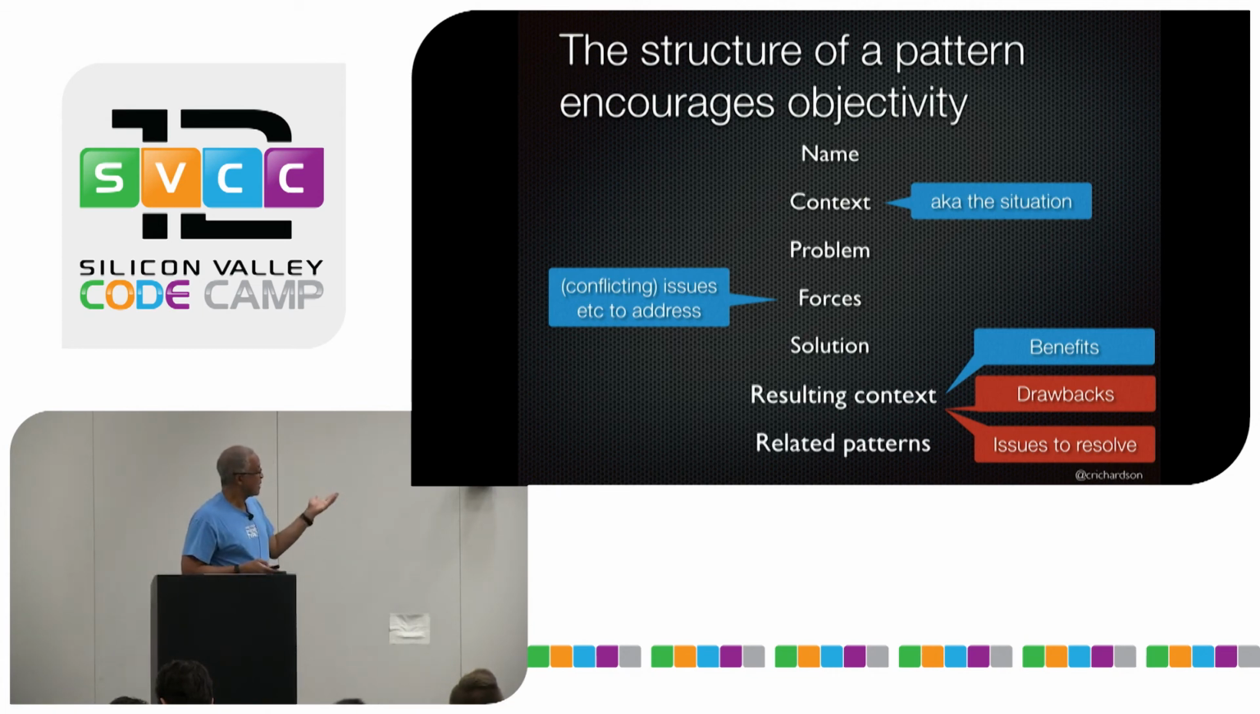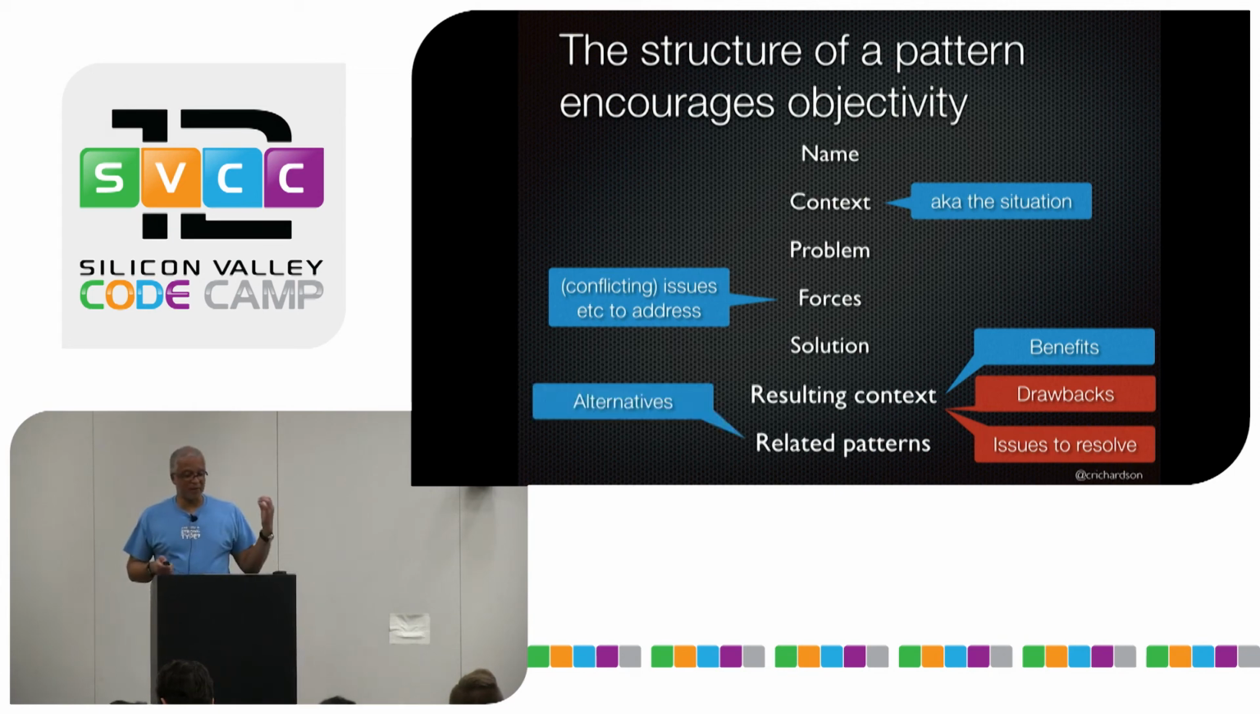And then the other part of the pattern that's super useful is you have to describe the alternative solutions. So in the case of the microservice architecture, when you write that up as a pattern, you will say the alternative is the monolithic architecture. So it forces you to actually describe competing patterns.